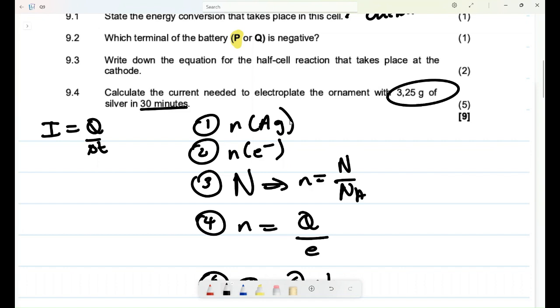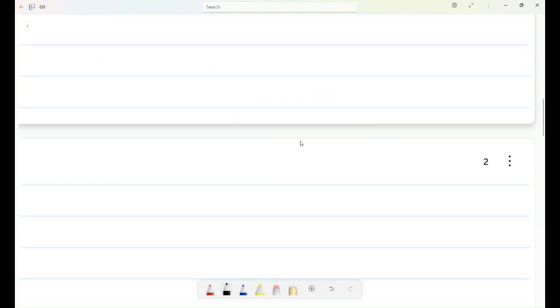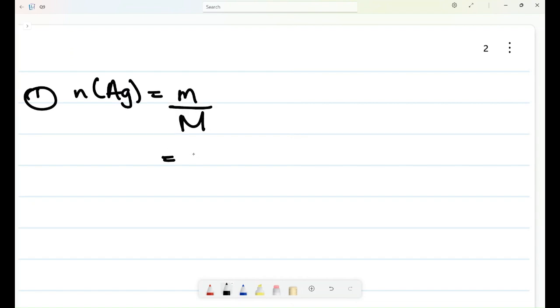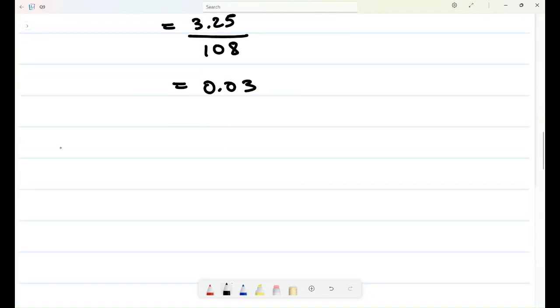First step, number of moles of silver. So we're going to use this formula, n is equal to m over molar mass. What is the molar mass of silver? It is 160. I'm lying, 108. So for step number 1, number of moles of Ag is equal to mass divided by molar mass. What is my mass? It is 3.25 divided by 108. How many moles in total do I get? I get 0.03.